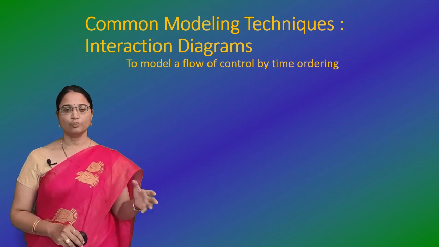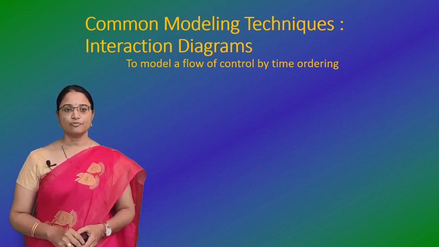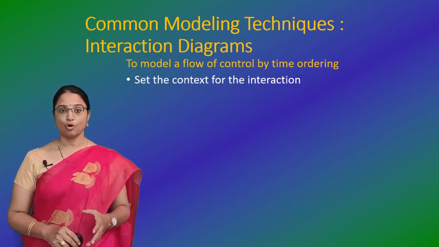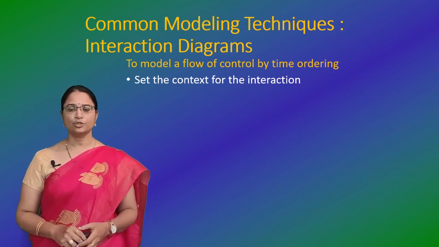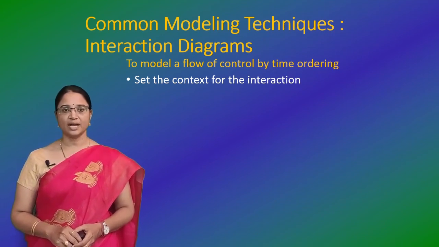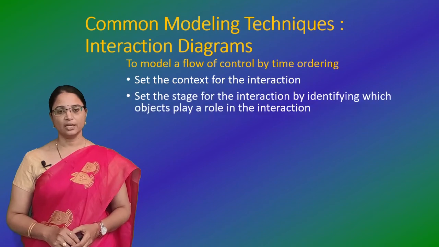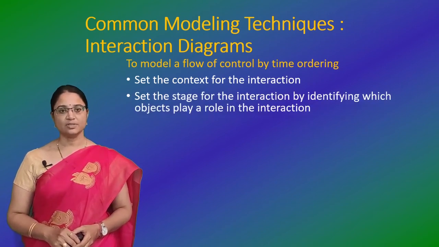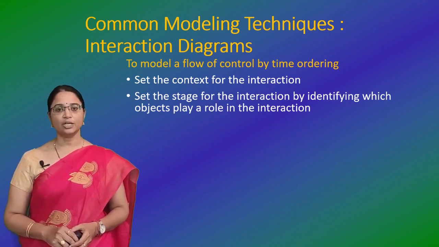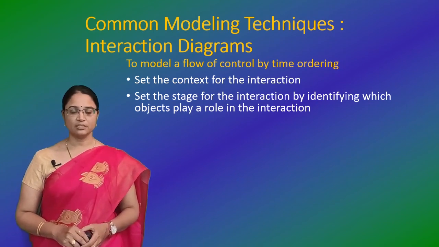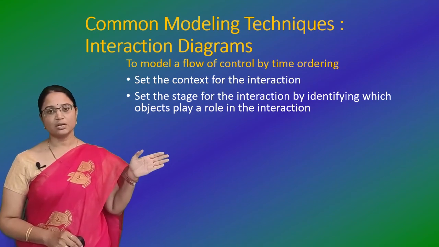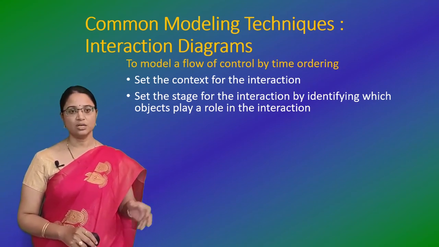So, to model the flow of control by time ordering, let's see the steps. First of all, set the context for the interaction, whether it is a system, subsystem, operation, class, or one scenario of a use case or collaboration. You need to identify the context. Set the stage for the interaction by identifying which objects play a role in the interaction. Lay them out on the sequence diagram from left to right, placing the more important objects to the left and neighboring objects to the right. So on the x-axis, you need to have the objects. The most important object should be on the left side. After that, the object communicating with it, you need to place towards the right side.